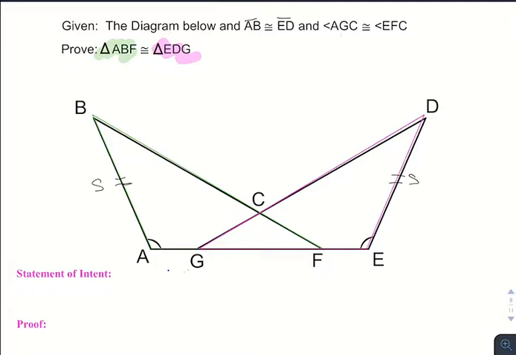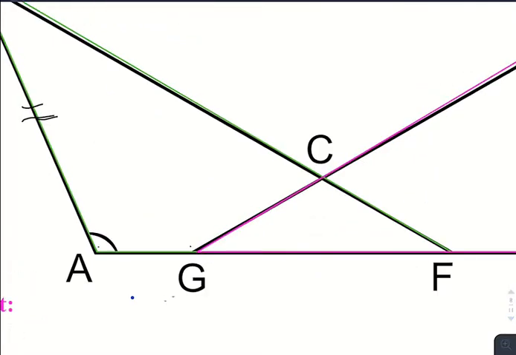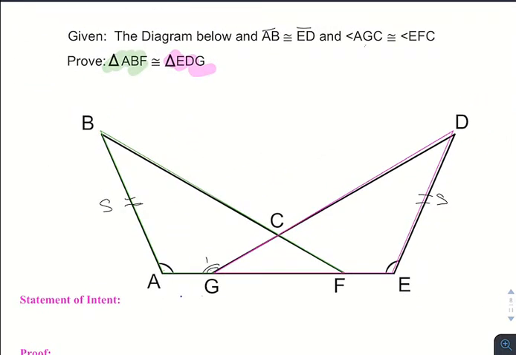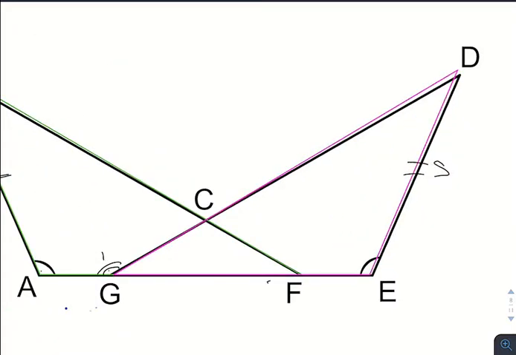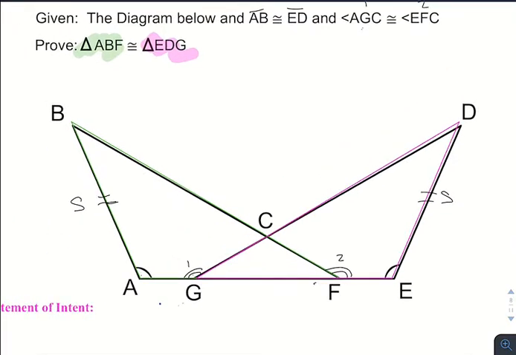AGC, let's be really careful. AGC is actually this angle right here. I'm going to double angle it. I'm going to call it angle 1. That's going to be congruent to what I'm going to call angle 2, which is EFC, which is right here. What's weird about this is that those aren't actually parts of our triangle. And if you notice, they're kind of in between one of the sides. And so we can't quite use that information directly.